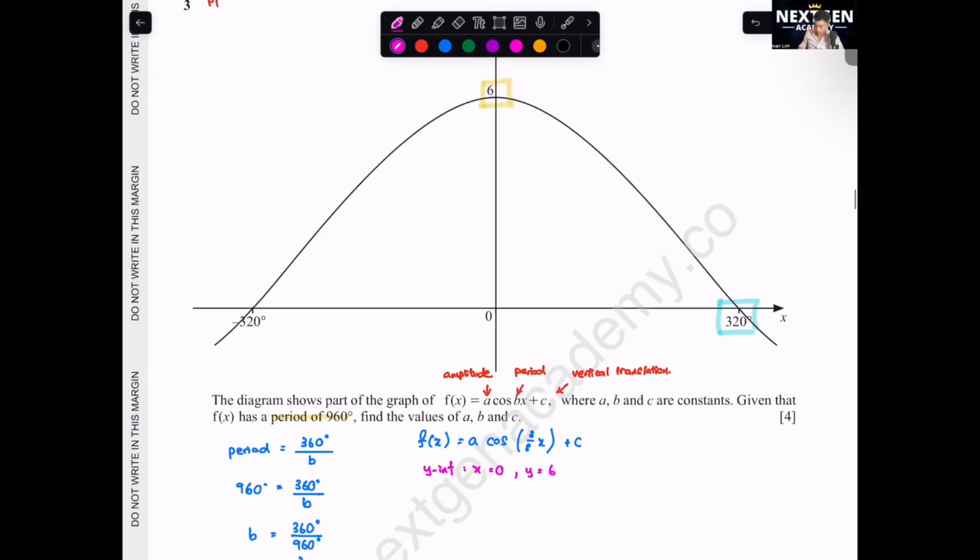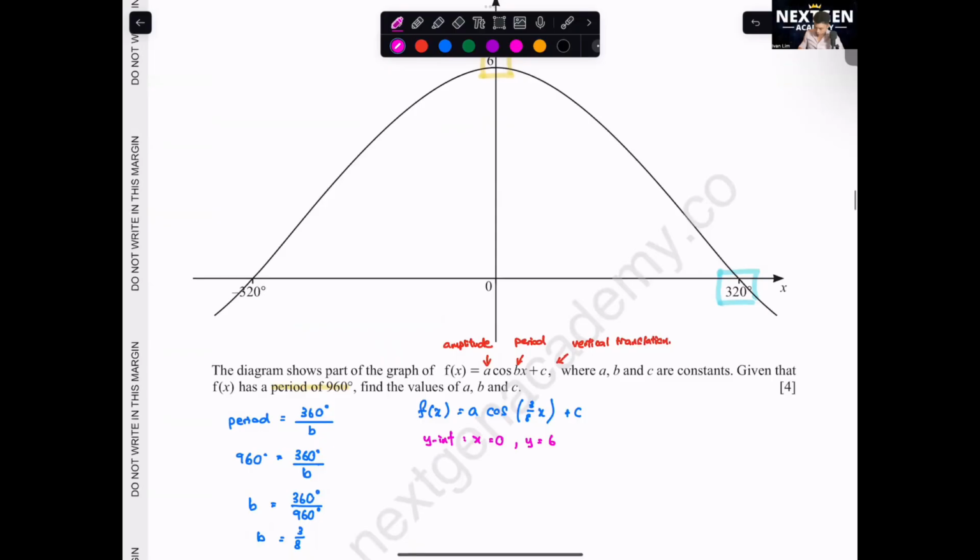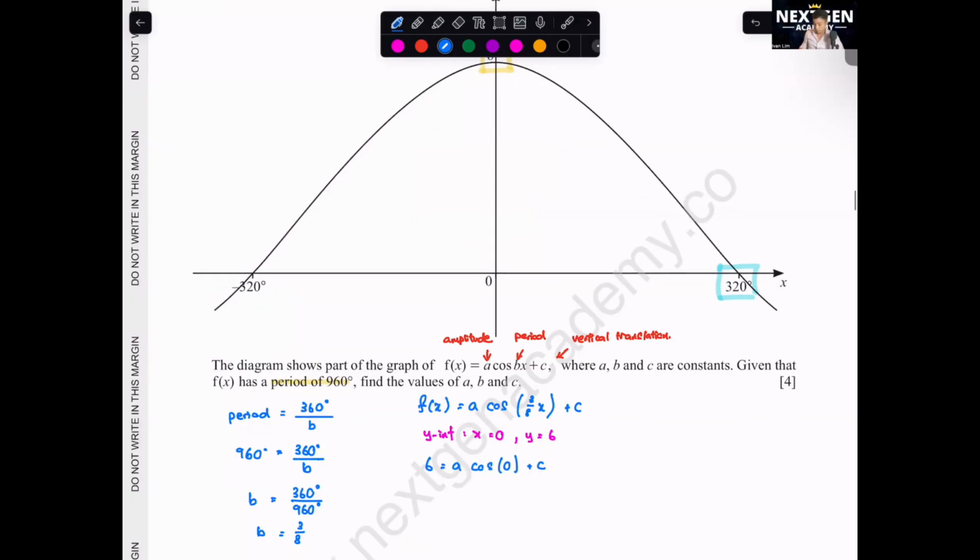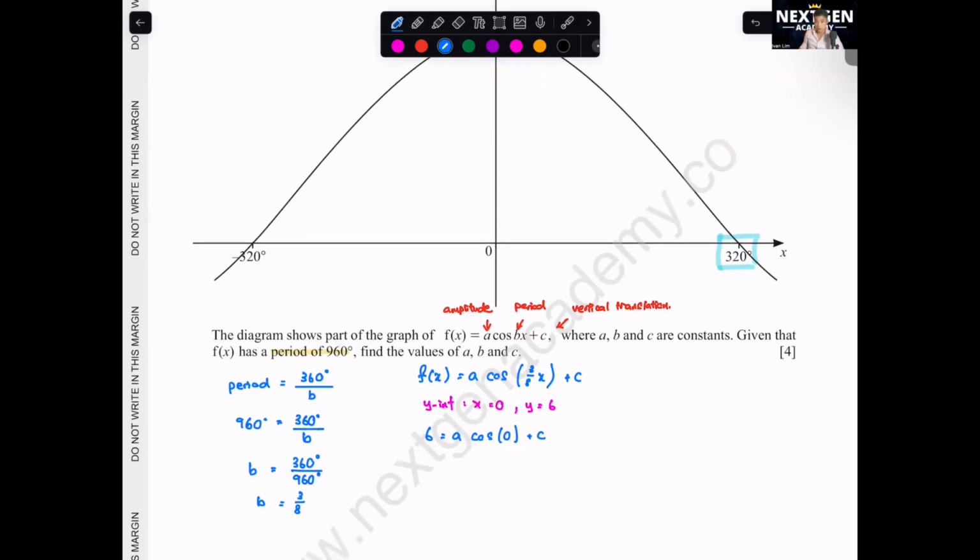What is x equal to 0? We substitute into here: 6 equals a cos 0 plus c. What is cos 0? Do y'all know what cos 0 is? One, right? I see some saying one, so I also say one. You all have to memorize it.